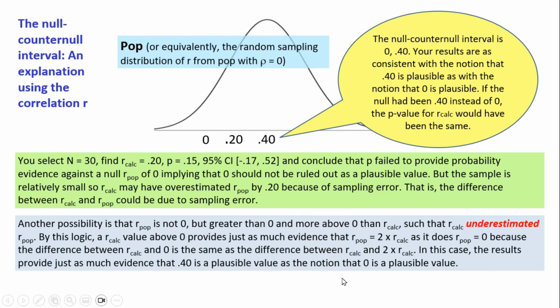A little hard to wrap your head around, but it could come to the rescue if someone is telling you that your correlation here of 0.2 means there's no correlation. It could in fact mean that there is a correlation. It's just higher than what you found, not lower than what you found. Okay.